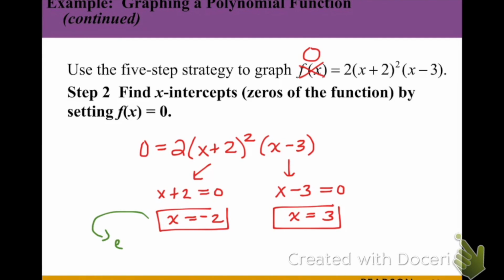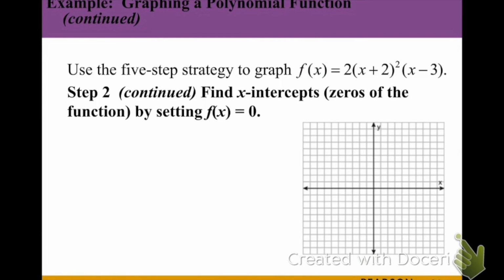From there, since we know the zeros, we need to also know what their behavior is going to be at the x-axis. By this, we want to look at its multiplicity. Since the x plus 2 has a multiplicity of 2, that means it's even, which means it's going to touch at the x-axis. But since the x minus 3 only appears once, that means it's an odd multiplicity, and it's going to cross at positive 3. So now we know that it's going to touch at negative 2, but cross at a positive 3 on our graph. So we can go ahead and graph this part.